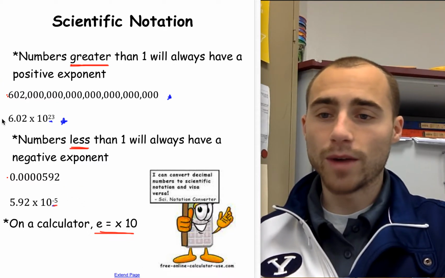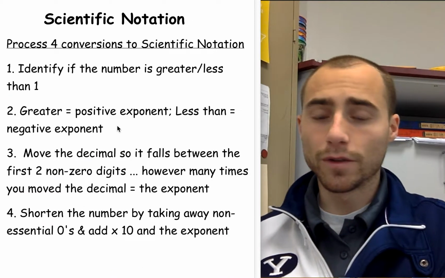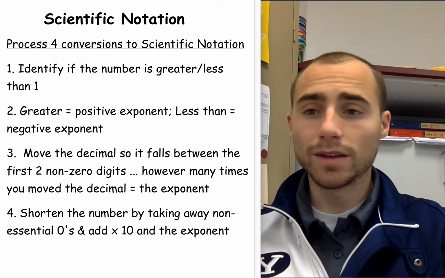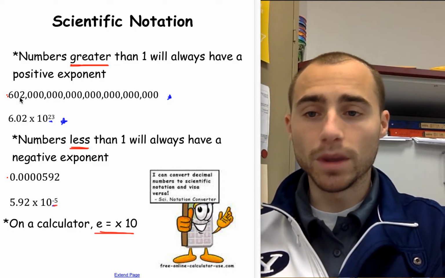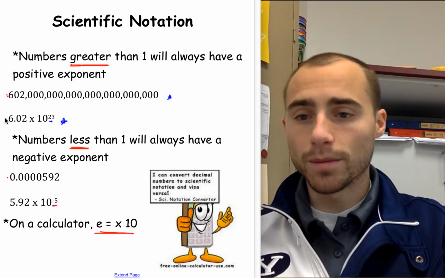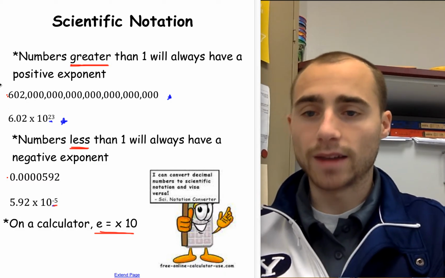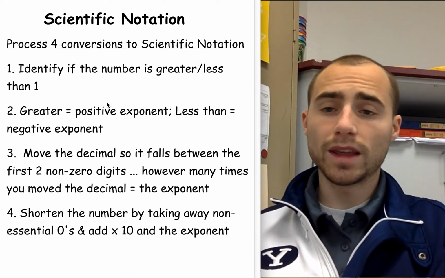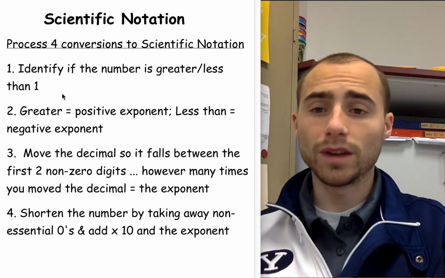Now we're going to get into how you actually do these conversions. First, we're going to do the process for converting to scientific notation, so going from a big number like this or a small number like this into a more compact number like that. We're going from standard notation to scientific notation. These are just the 4 rules. You can just take these down. I'll go through them quickly so you can pause if you need to.